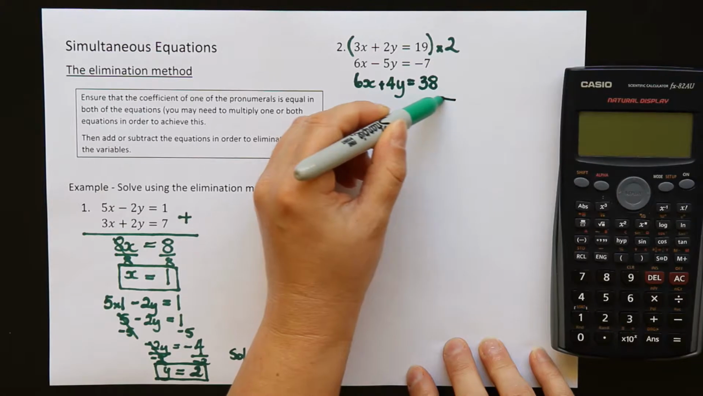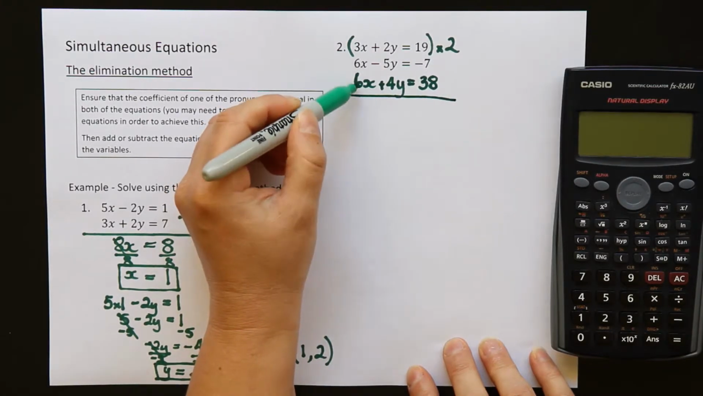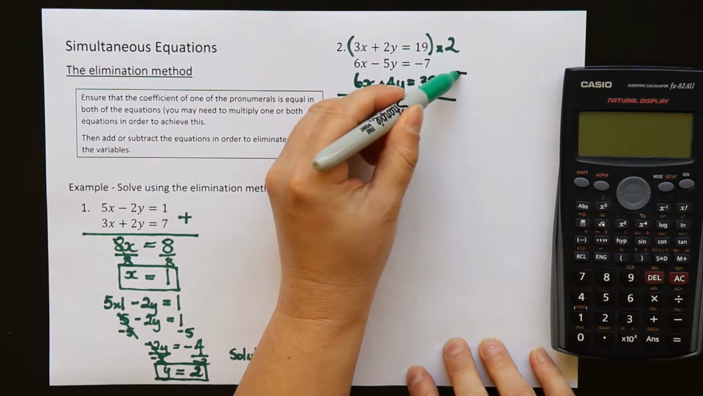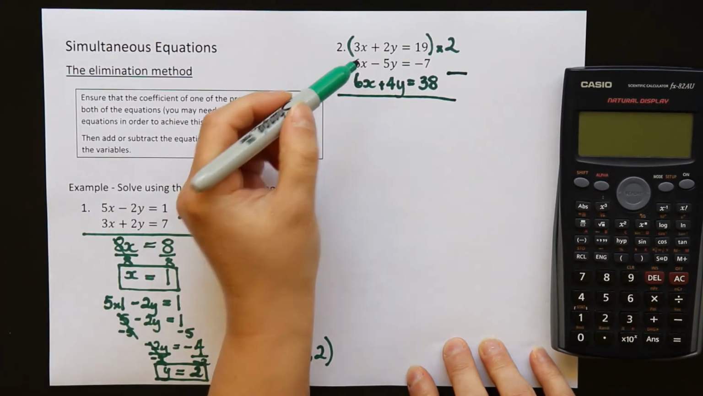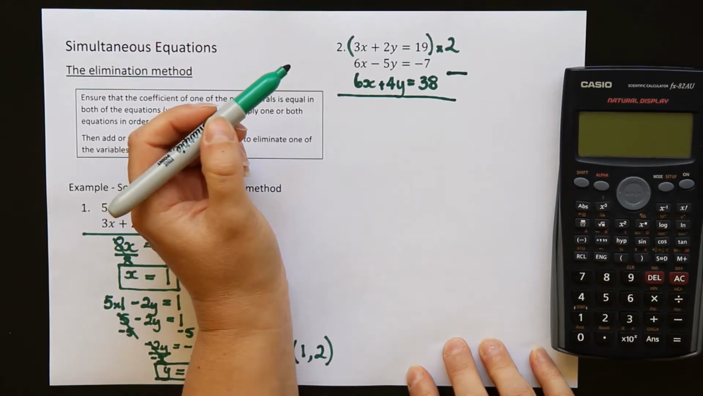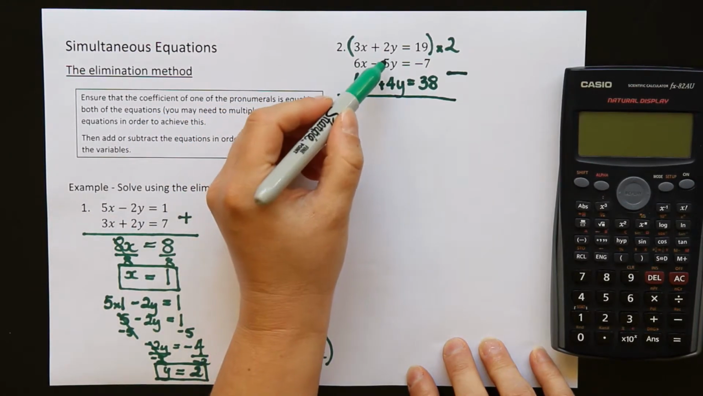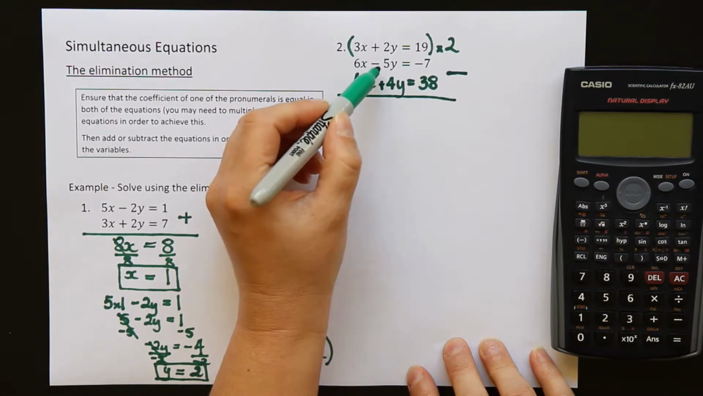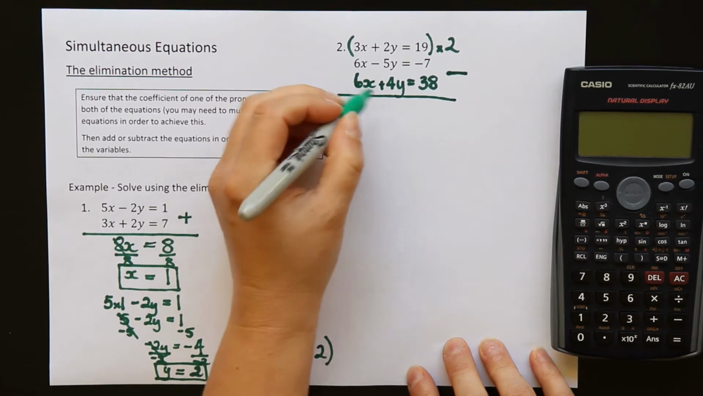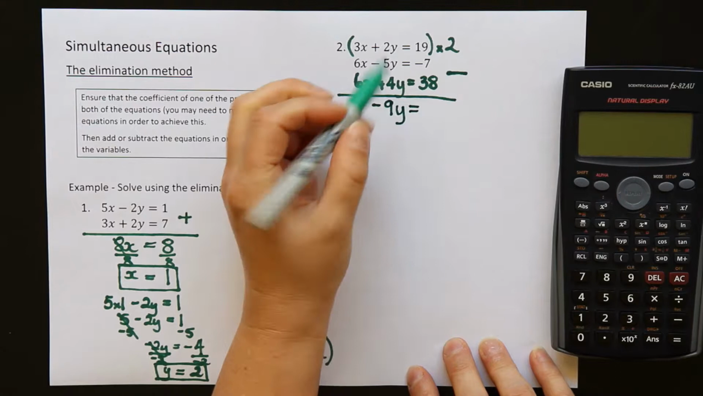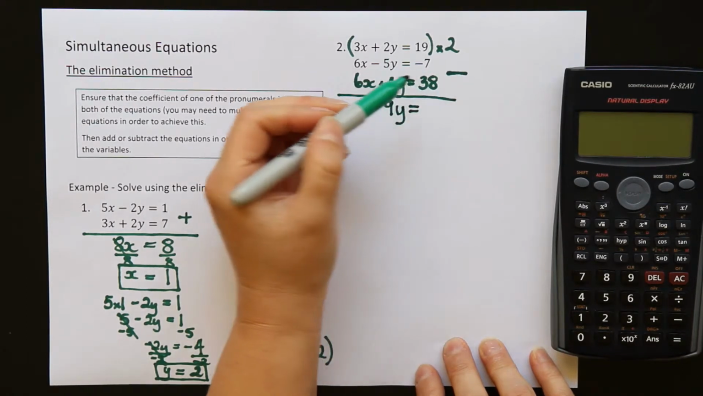to eliminate the x's because the x's are the same. Now these are both positive, positive 6x and positive 6x. So I will need to subtract my equations in order to have those x's cancel out. 6x minus 6x is nothing. That's gone. So let's look at the y's. Minus 5y minus a positive 4y. That's really minus 5 minus 4, which is minus 9y, equals minus 7 minus 38.